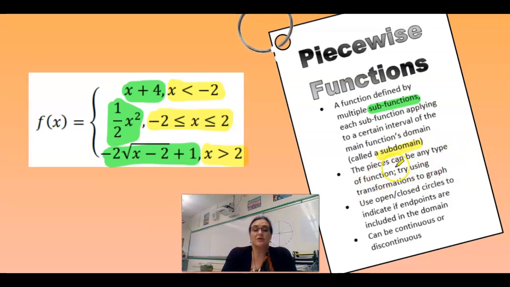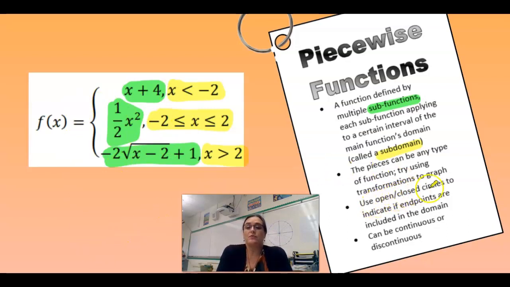These pieces can be any type of function. So if you're going to sketch their graph, you want to try using transformations to graph them. For example, this x plus 4 is a linear parent graph shifted up 4. 1/2 x squared is the parent graph of our quadratic function, the parabola, with a vertical shrink of 1/2. And then the square root subfunction in the third row has been translated up 1 and to the right 2, reflected in the x-axis, with a vertical stretch of 2, right? We learned all of that in Unit 1 when we were studying transformations.